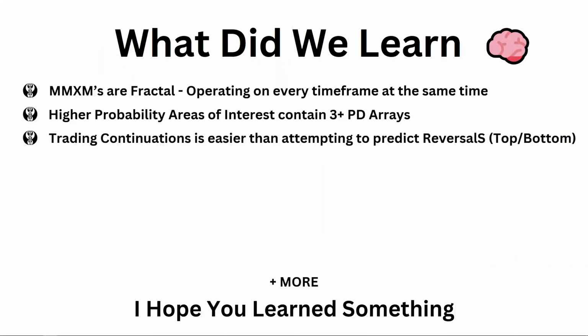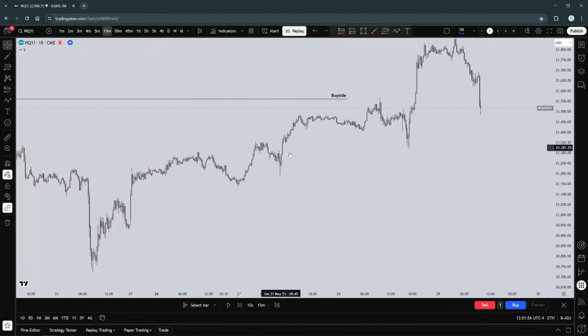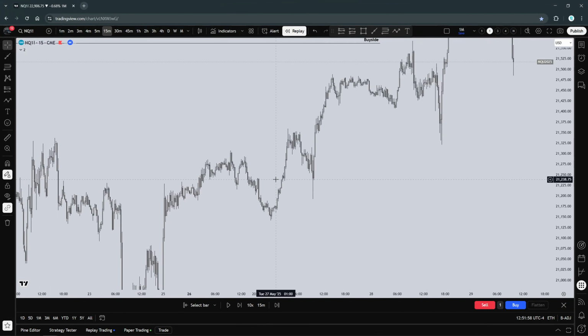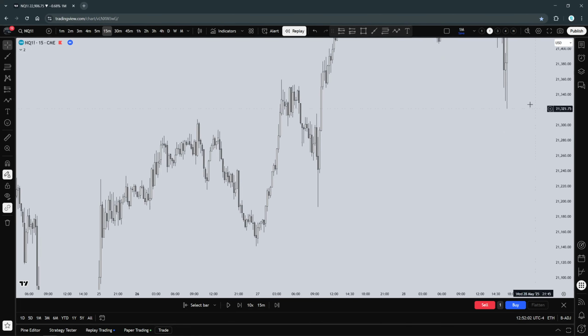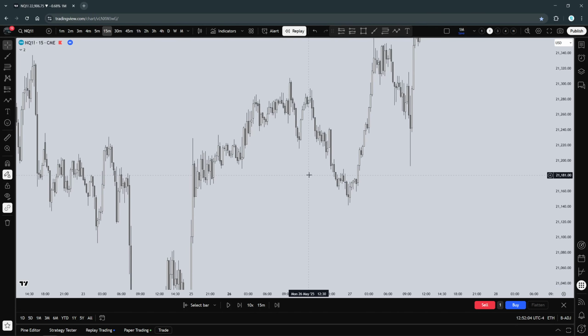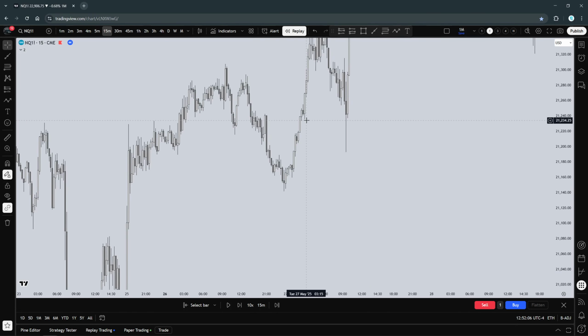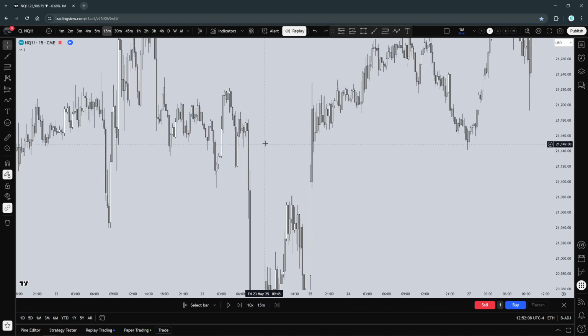Now, higher probability areas of interest contain 3 plus PD arrays. Just look for overlapping areas of interest. This is quite a simple concept, but I think it's overlooked a lot. Mainly, if you didn't want to use 3, at least 2, right? At least a fair value gap and something else, because that creates a higher probability scenario. A fair value gap plus anything is always better.